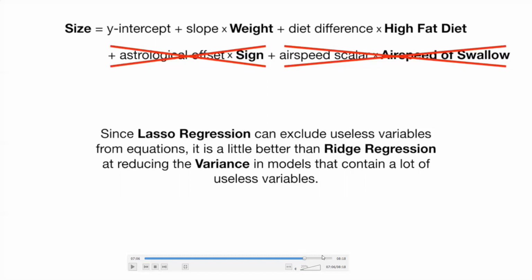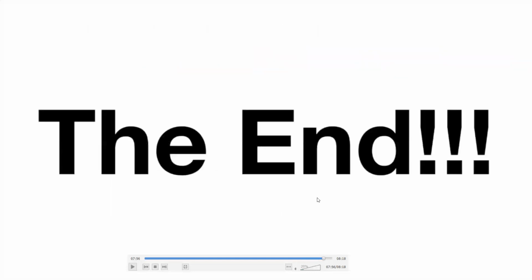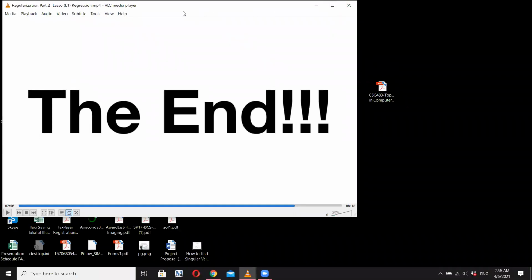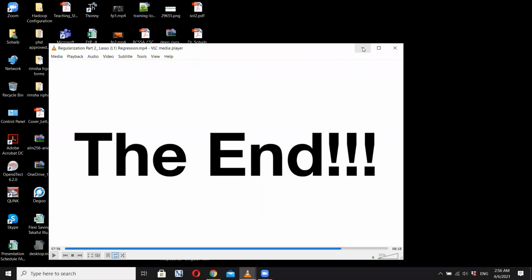Now I'm going to explain what this means visually, but just to say beforehand: if you have a model with lots of variables, some of them useless and some of them useful, then you should use lasso regression instead of ridge regression. So how does this work?